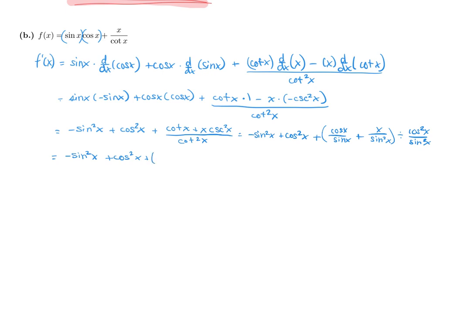plus, now this would be cosine x times sine x plus x over sine squared x times sine squared x over cosine squared x. And what that means then is that our sine squareds are going to cancel, and we're going to end up with negative sine squared x plus cosine squared x plus, well, 1 over cosine squared is going to be secant squared, so I'm going to move that to the front, or secant squared x times cosine x sine x plus x.